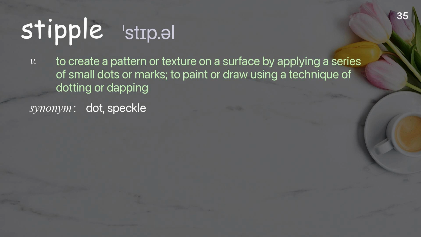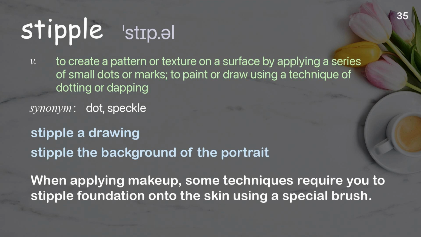Stipple. To create a pattern or texture on a surface by applying a series of small dots or marks, to paint or draw using a technique of dotting or dabbing. Examples: stipple a drawing, stipple the background of the portrait. When applying makeup, some techniques require you to stipple foundation onto the skin using a special brush.